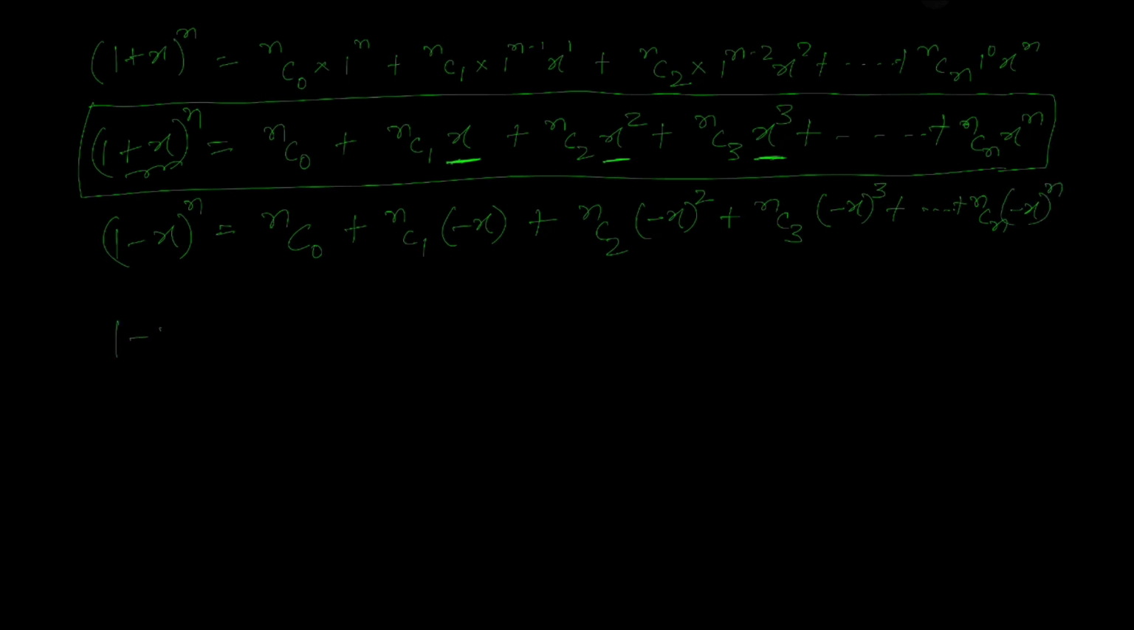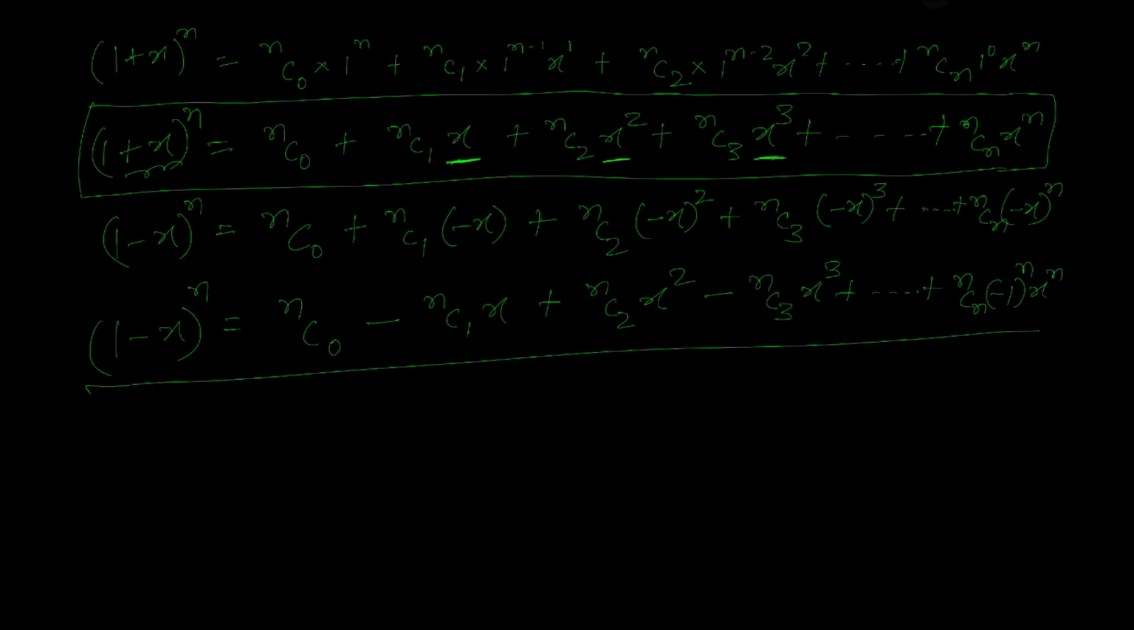So basically (1 minus x) to the power n becomes nC0 minus nC1 x plus nC2 x square minus nC3 x cube and so on. And the last one, because we don't know, we'll simply say nCn minus 1 to the power n x to the power n. That's it. You can reverse the direction, (x plus 1) to the power n. It will become nC0 x to the power n, nC1 x to the power n minus 1, nC2 x to the power n minus 2. So these are just different ways of writing.